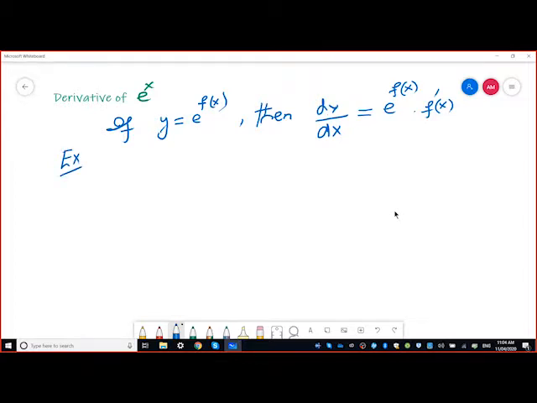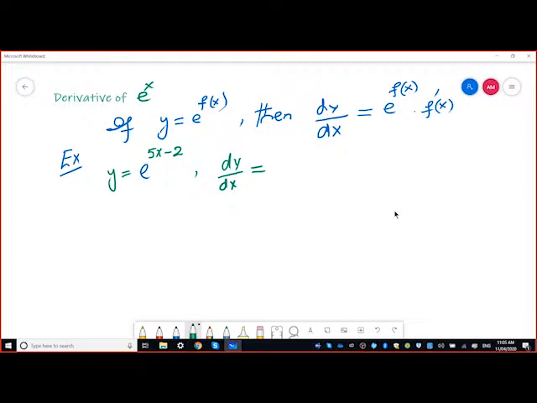The example says, let y be equal to e raised to the power of 5x minus 2. And now we have to find dy upon dx. Can you try it yourself first? So we have to find dy upon dx. Let's compare it with this. We do it together. What should I write first?